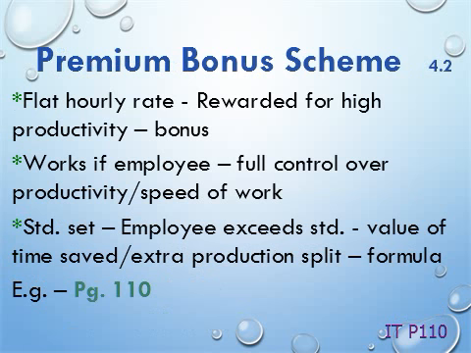Premium bonus scheme is when an employee is paid a flat hourly rate, but is rewarded for high productivity with a bonus. This scheme only works if an employee has full control over his productivity, or speed of work. In a typical scheme, a standard is set, and if the employee exceeds the standard, then the value of time saved, or extra production, will be split between the employee and the employer, according to a formula, so that the employee benefits from the bonus. For an example of a premium bonus scheme calculation, see page 110 of your interactive text study guide.